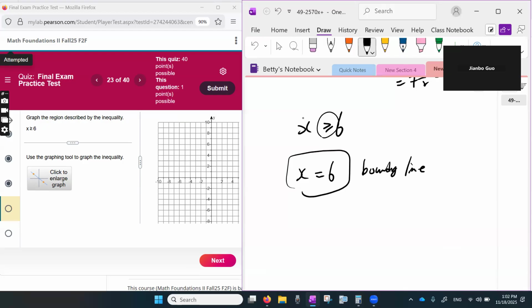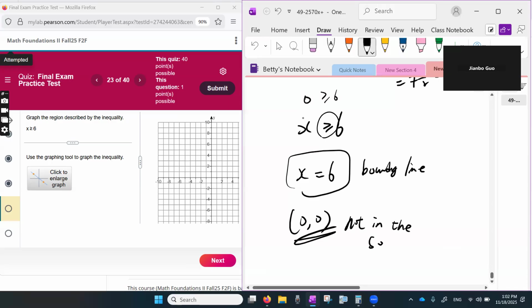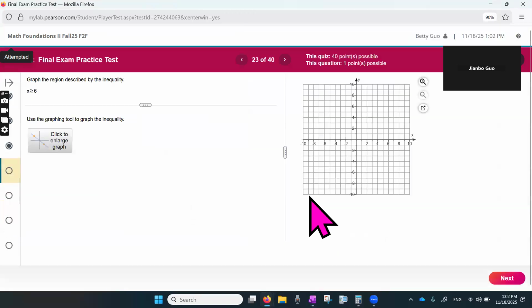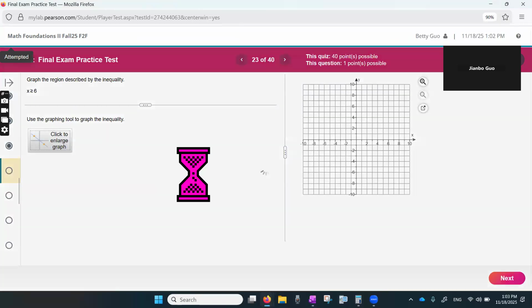And we also want to know which side of the straight line is the solution set of the inequality, right? So we're going to use 0, 0. And if we plug in x equals 0, we got a false statement. So that means 0, 0 is not in the solution set. Okay, 0, 0 is not a solution. I want to make it bigger here. This is how we do it.